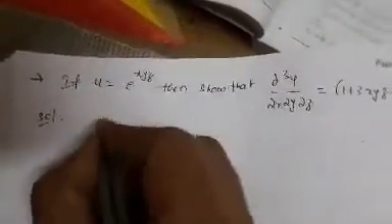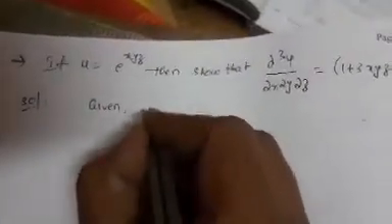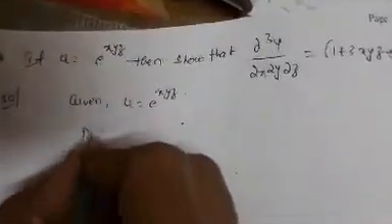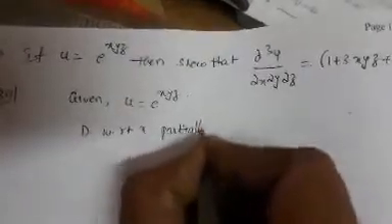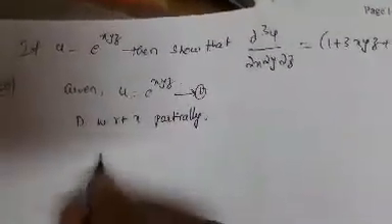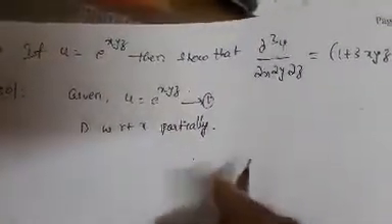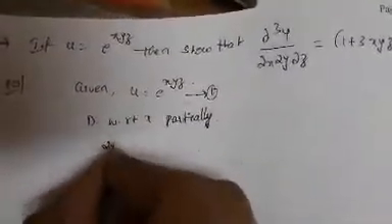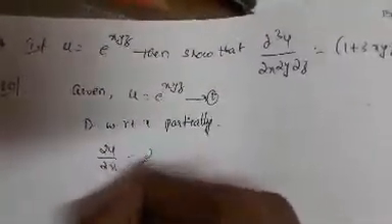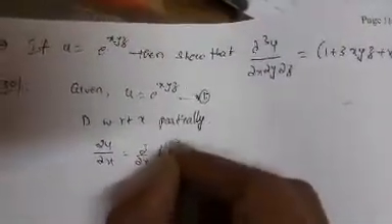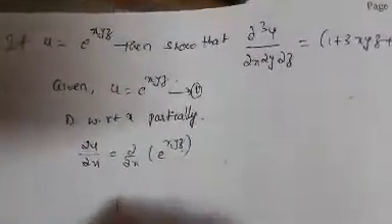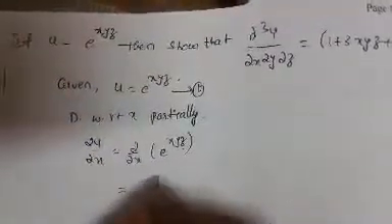So now solution. What is in the given equation? Given u equal to e power xyz. Treat this as equation number 1. Now differentiating with respect to x partially, then ∂u/∂x equal to ∂/∂x of e power xyz. Now e power x derivative is e power x.